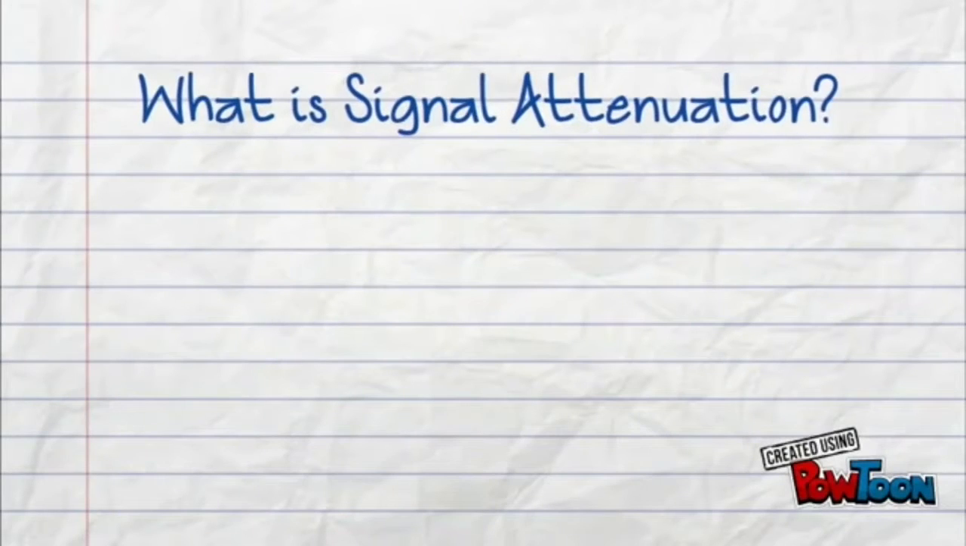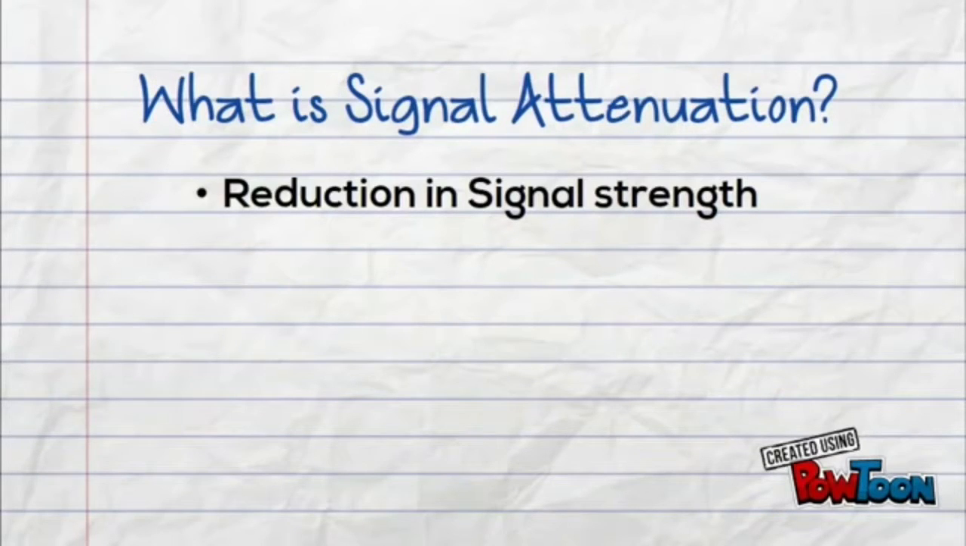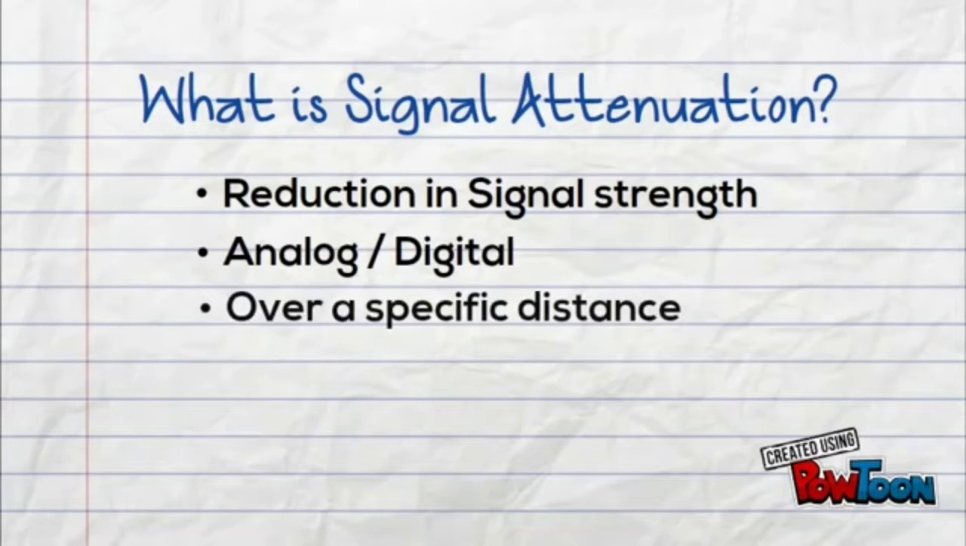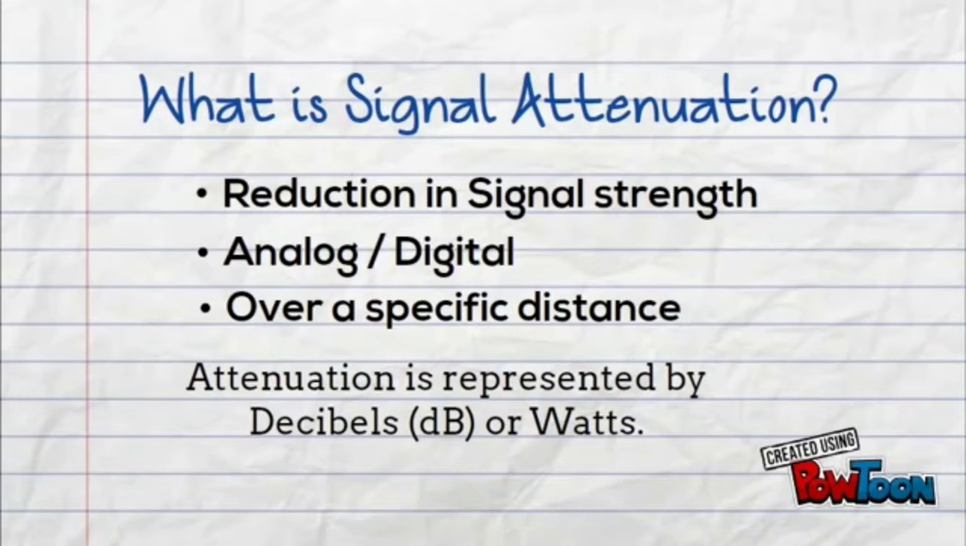So, what is signal attenuation? Signal attenuation, sometimes also called loss, is a reduction in signal strength while transmitting any type of signal, analog or digital, over long distance. It can be measured in decibel, which is a signal unit used to measure the intensity of a sound or the power level of an electrical signal by comparing it with a given level of the logarithmic scale. It can also be measured in watts, an international system of units as a standard unit of power, which is equivalent to 1 joule per second.